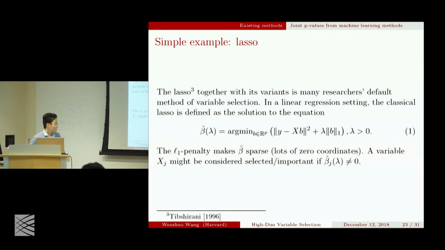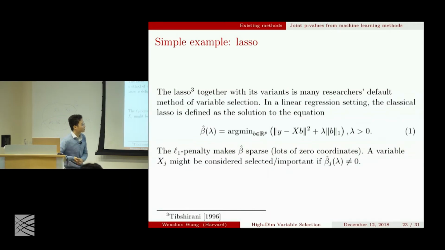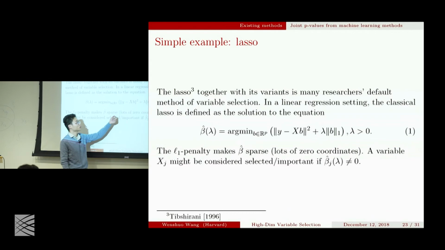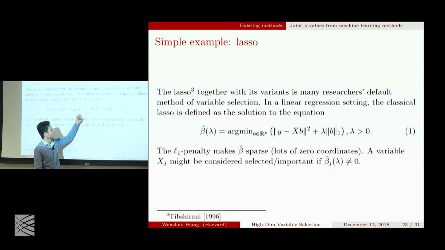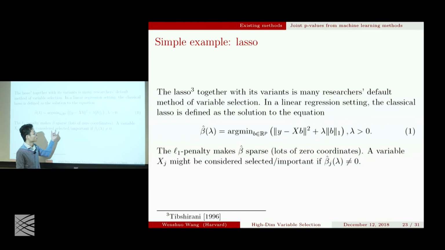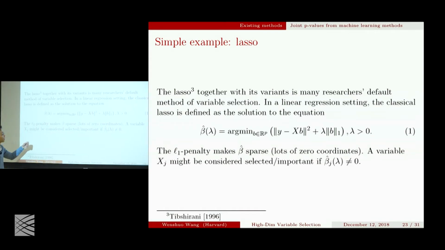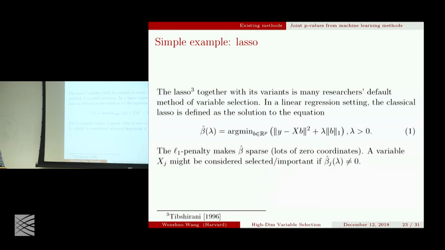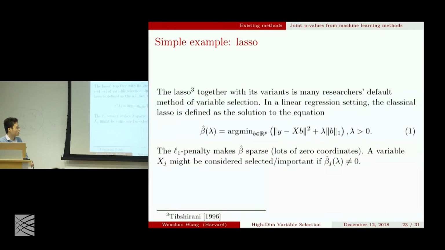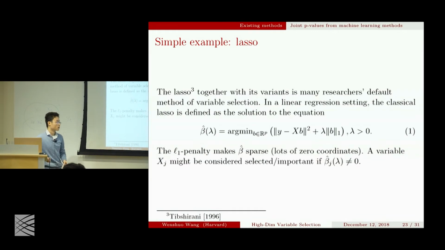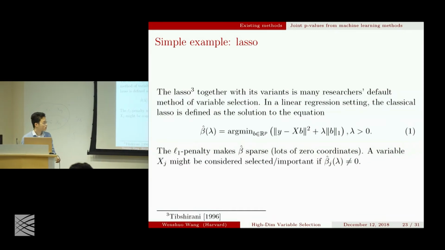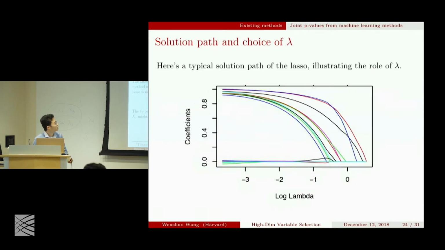So how about we just start from lasso, the most simple example we can think of. Lasso is a lot of researchers' default choice to do variable selection. And here's the very simple definition. Basically, you want your x beta to be close to y, so here is the L2 norm of the difference. But you don't want a lot of non-zero betas, so you add an L1 penalty here, and lambda is a parameter you choose. This L1 penalty will make your beta sparse. And we can consider an xj selected if the lasso coefficient for xj is not 0.